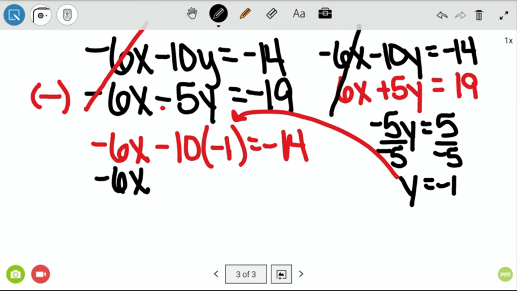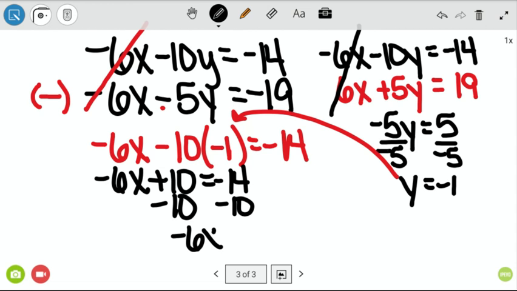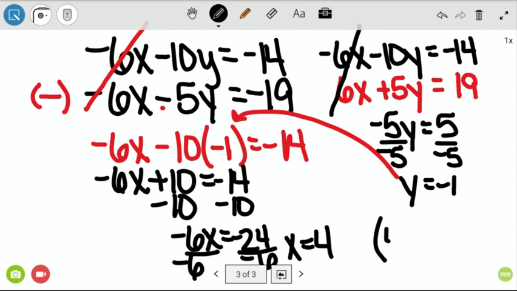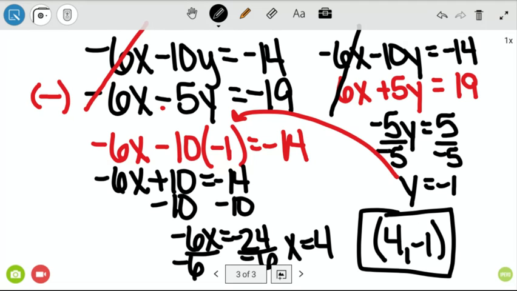Negative 6x plus 10, because 2 negatives make a positive, equals 14. Subtract my 10 and I get negative 24. And I divide by negative 6 and I get a positive 4. So my solution, x is 4, y is negative 1. And if we wanted to do that on Desmos, that would be our line of intersection.